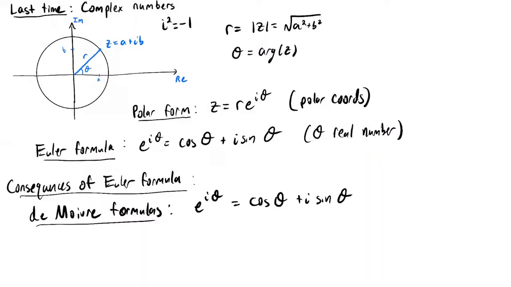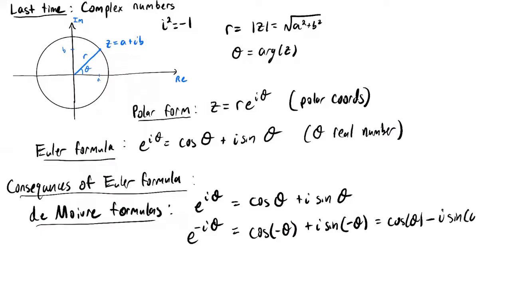Let's see what happens if I now look at e to the negative i theta. The reason I'm doing this is because we know that cosine is an even function and sine is an odd function. So we're going to get an identity related to the first if I plug in minus theta. This is cosine of minus theta plus i sine of minus theta. Again, cosine is even and sine is odd, so this is equal to cosine theta minus i sine theta, because the minus sign comes out of the sine. In the first line, I have cosine plus i sine. In the second line, I have cosine minus i sine. If I add these two things together, the sine terms will cancel out.